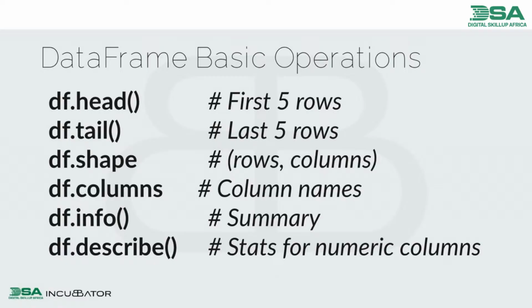If you remember, for those of us now that are conversant, you know your df.head and your df.tail. You want to view the first few rows of your data set, or the last 5 rows of your data set. Then you have your shape, your df.columns, your info, and describe. You want to look at the statistics for your numeric columns. So these are operations that are really needed when you are doing your projects.